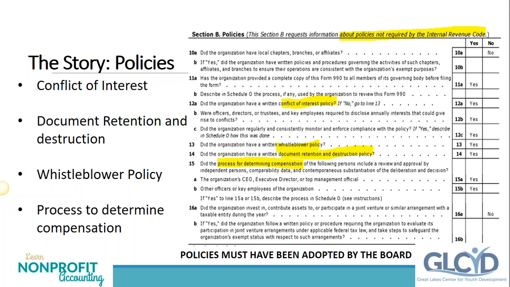And section B of this governance part is all about the policies. Now, these aren't policies that the IRS requires, but these are best practice policies like conflict of interest, document retention and destruction, the whistleblower policy, and what processes are used to determine compensation. So as long as these policies have been adopted by the board, the questions can be answered yes. And if the questions on your nonprofit's 990 are answered no, you may want to look into getting those kind of policies in place.